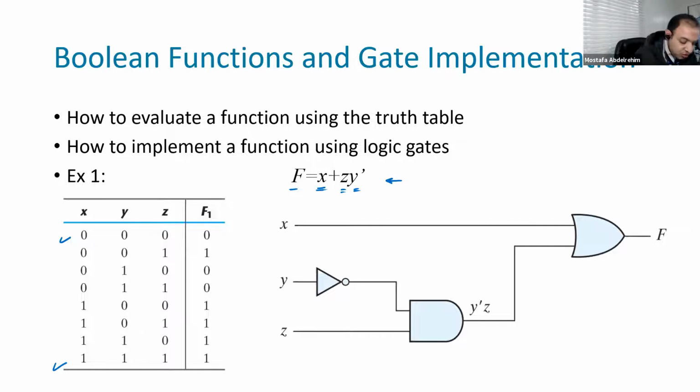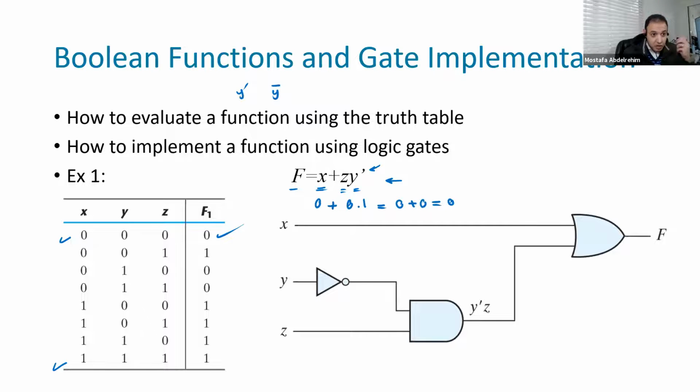So for example, at 0, 0, 0, x is 0, z is also 0, and y is also 0, but we want y bar. Don't forget the bar here. We represent the bar or the complement as a prime like this, or use this upper bar. So y bar will be 1. So 0 or 0 and 1 is 0. So this will be 0. And you can do the same for other combinations as well.